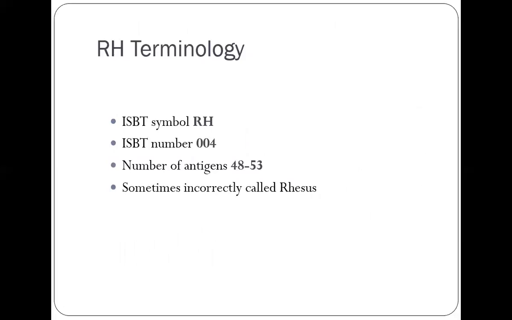So again, the Rh ISBT number is 004. The number of antigens that can be found in this blood group system is between 48 and 53. So this is a very, very large blood group system. And again, sometimes it's incorrectly called rhesus, but remember the rhesus antibody is actually associated with the LW blood group system. So it will react serologically, like in our testing methods, resembling an anti-D, but it's actually not an anti-D. It's not directed at the Rh blood group system at all. It's directed at another blood group system known as LW.